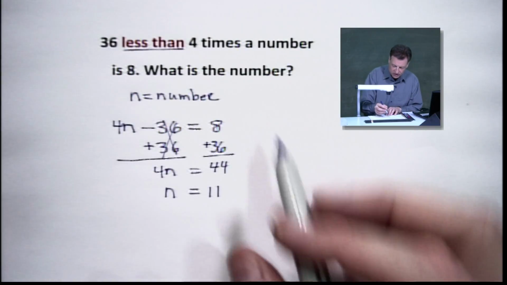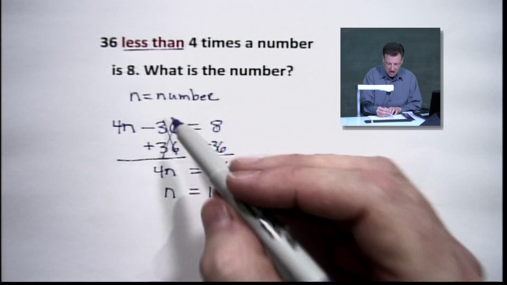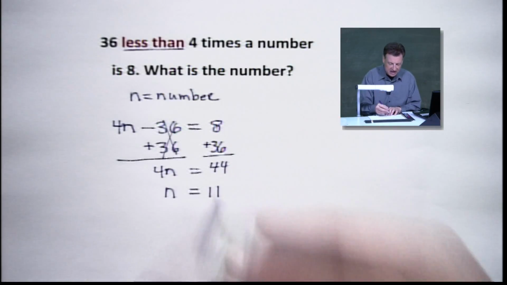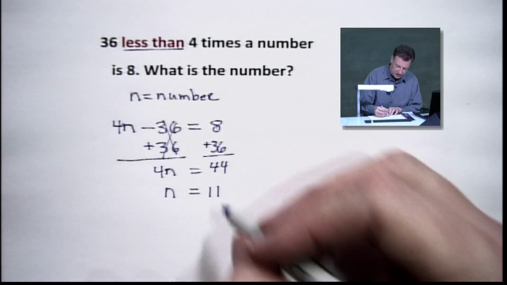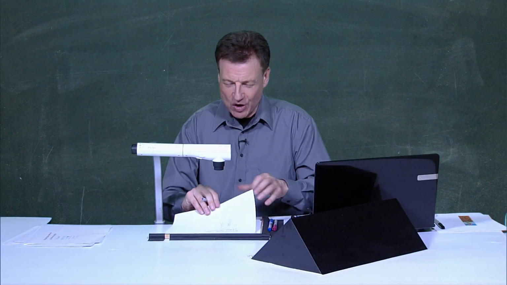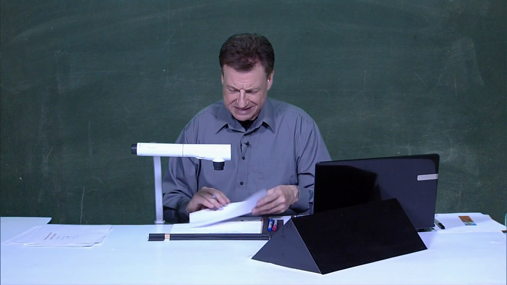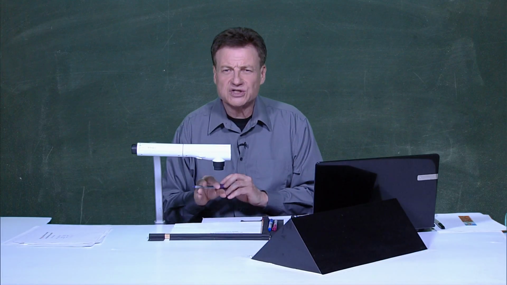So remember, what are we doing? We're saying 4 times the number, which is 4 times 11, subtracting that 36. Yes we do, because 4 times 11 is 44. All right, so it checks out. Always looking to make sure we don't make any bad mistakes or errors, right? Okay, now let's take a look at our next one.